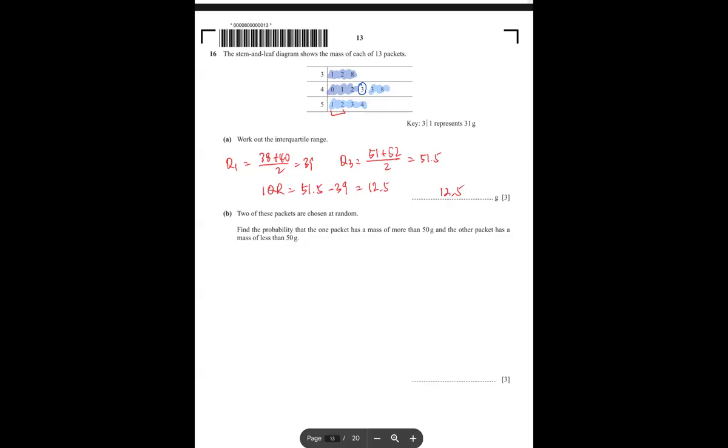Question 16A. Examiner's report. This was one of the most challenging questions on the paper, with a significant number of candidates finding the range rather than the interquartile range. Again, it's a very, very flowery way to say that a lot of students suck at this.